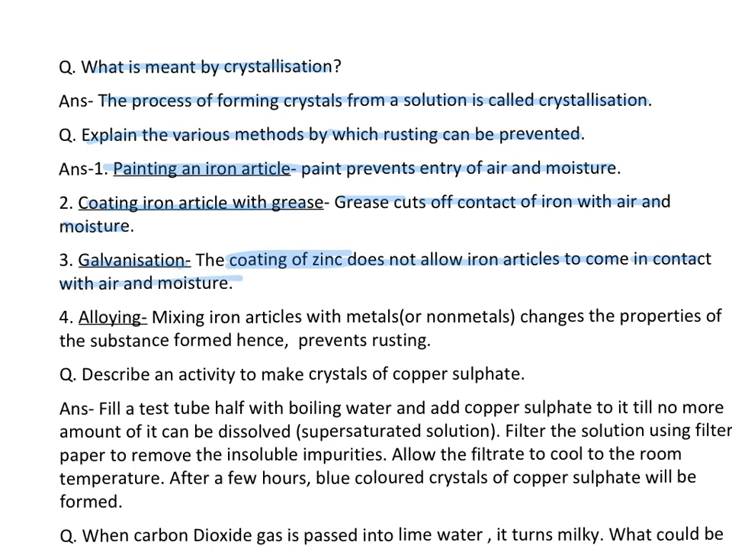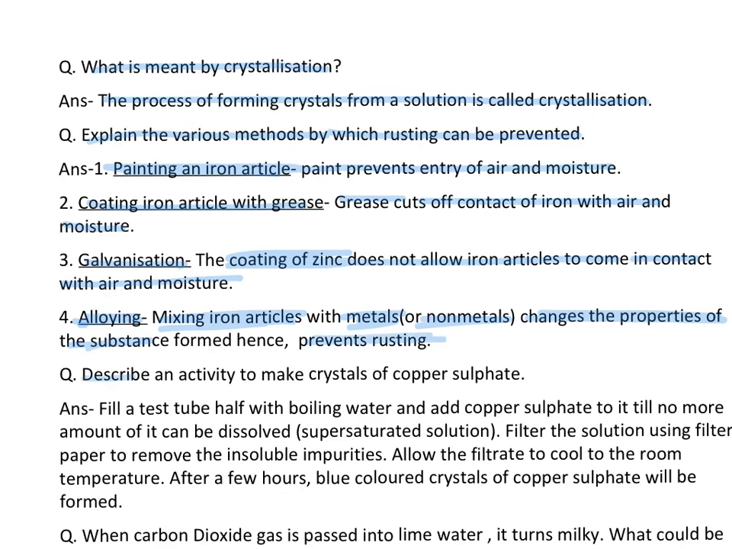The fourth one is alloying. And you all know alloying is mixing of iron articles or any metal with non-metals or metals with metals. So here when we mix iron article with other metals or non-metals, we see that the properties of the substance change, hence it prevents rusting.